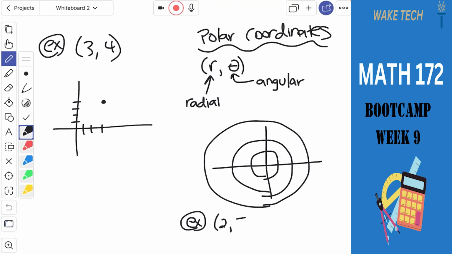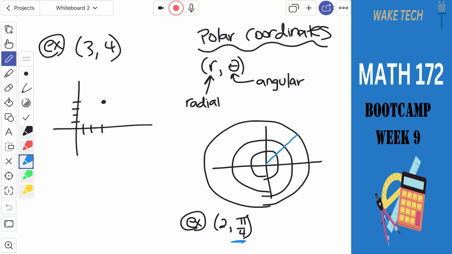(2, pi over 4), what we would do is rotate to the angle pi over 4. We need to identify where that angle is. I'm just going to draw that angle here in blue. What I've just drawn in blue is not actually part of the graph. It's supposed to help orient us to the angle.